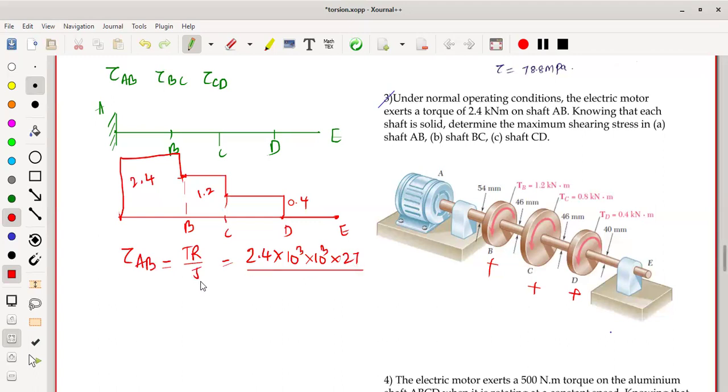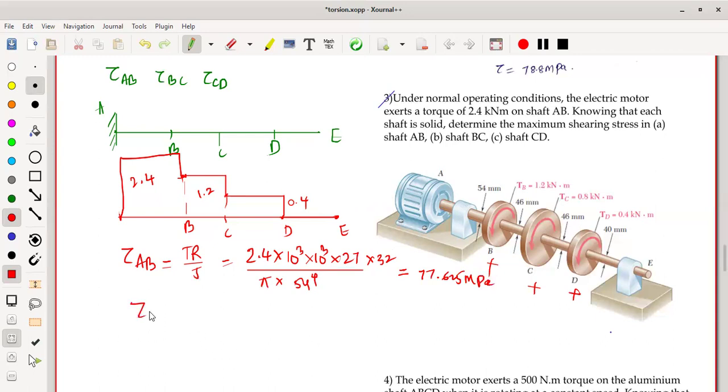J is the polar moment of inertia. It's pi by 32, pi by 32 into d to the power of 4. So what is d? From here to here d is 54. 54 to the power of 4. So the answer is 77.625 megapascals.